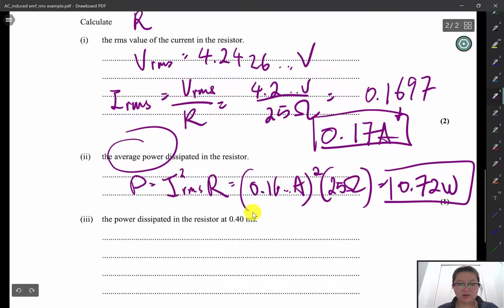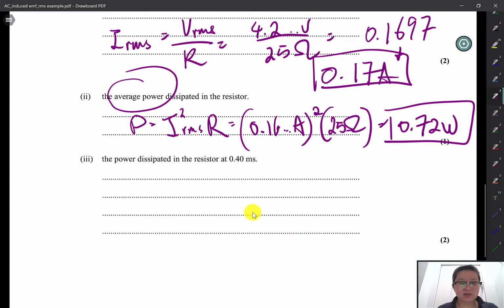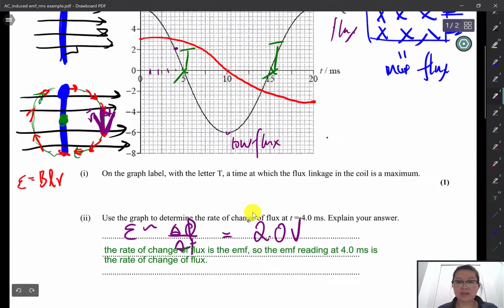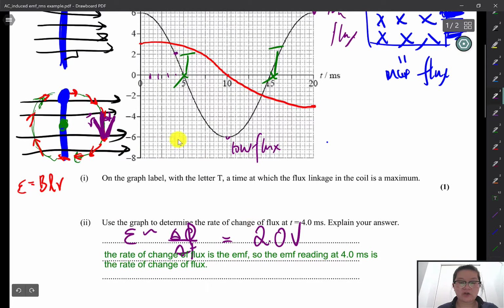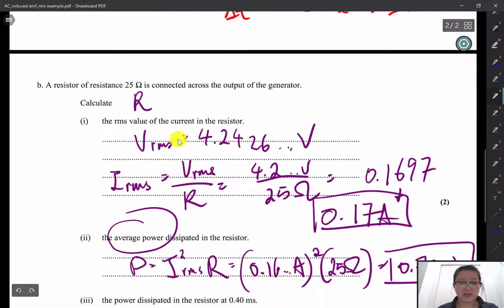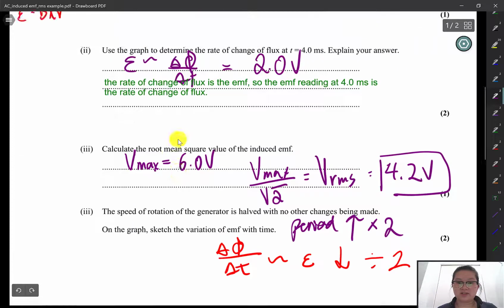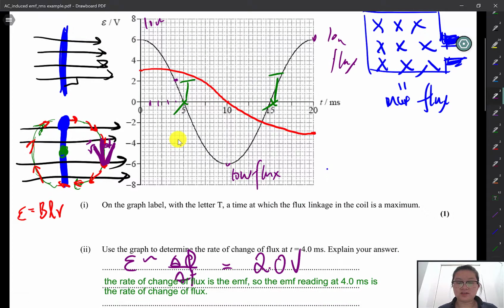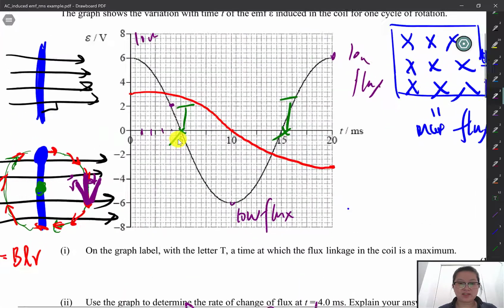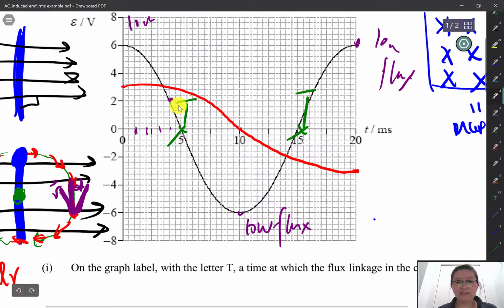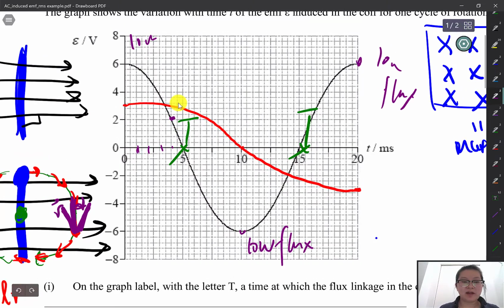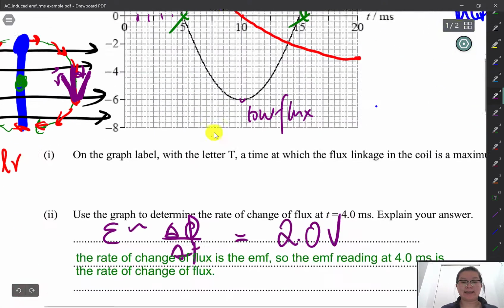Okay, and the last question is the power dissipated in the resistor at 0.4 milliseconds. That wouldn't make sense, so I'm going to change it to 40 milliseconds, since I made this question up. You might think, but 40 milliseconds isn't on the graph. But keep in mind that this is one full period, so after another period, the EMF is going to be back up at 6 volts again.